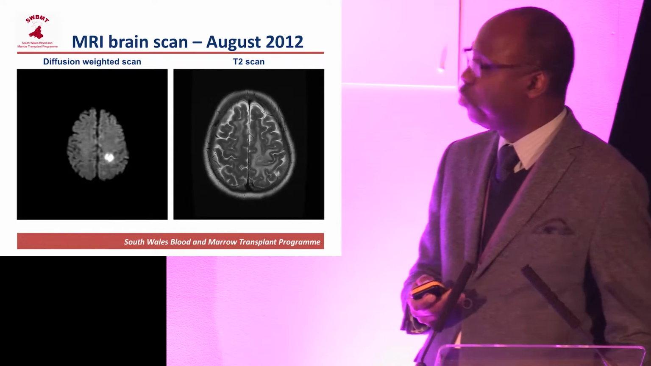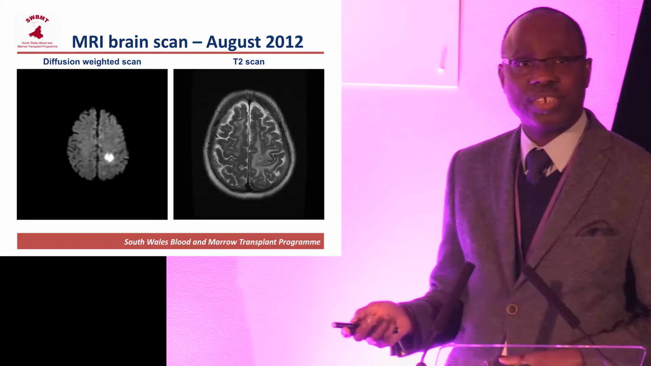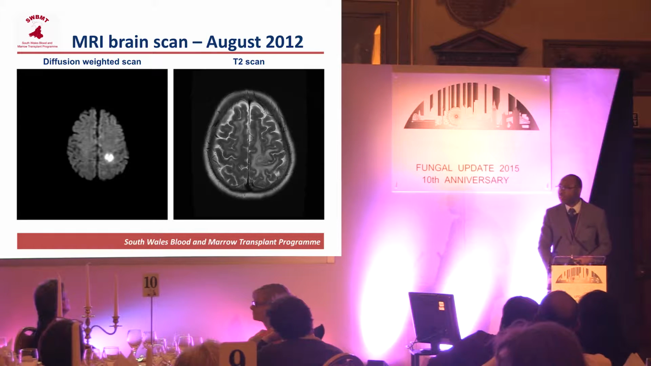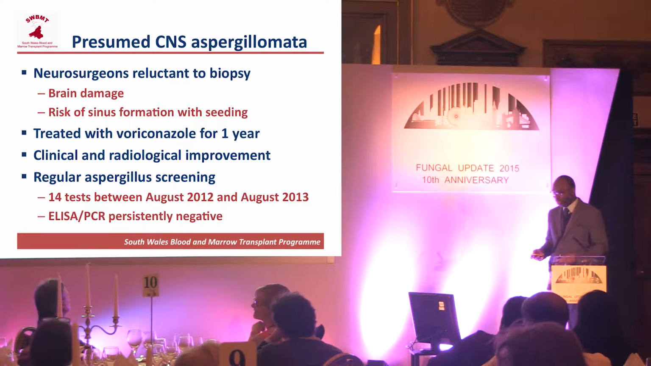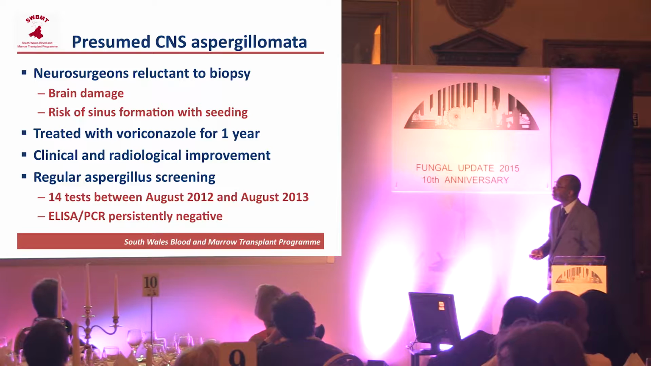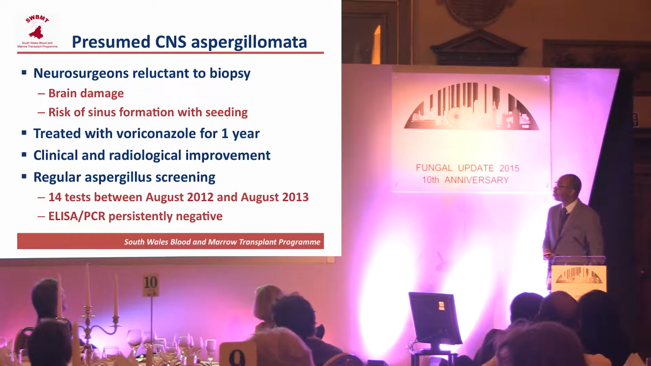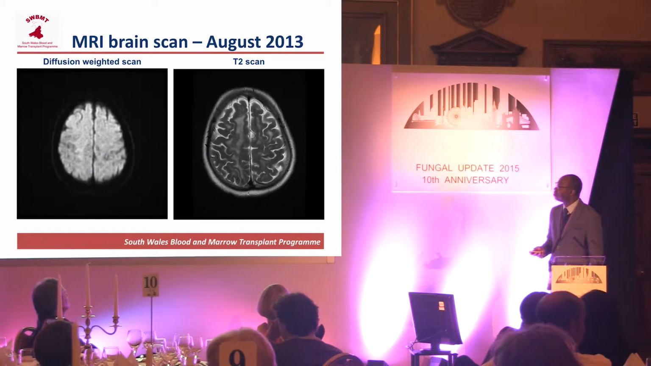On the right, you see a T2-weighted scan, and I'm not sure if it'll project to the back of the room. He had three isolated lesions, and this was the biggest one, showing a lesion here with a lot of mass effect due to edema, and this is a diffusion-weighted scan, which shows the lesion more conspicuously. The neurosurgeons were reluctant to biopsy because of the risk of brain damage and seeding, so we treated him clinically with voriconazole, resulting in clinical and radiological improvement. Again, regular aspergillus screening remained negative.